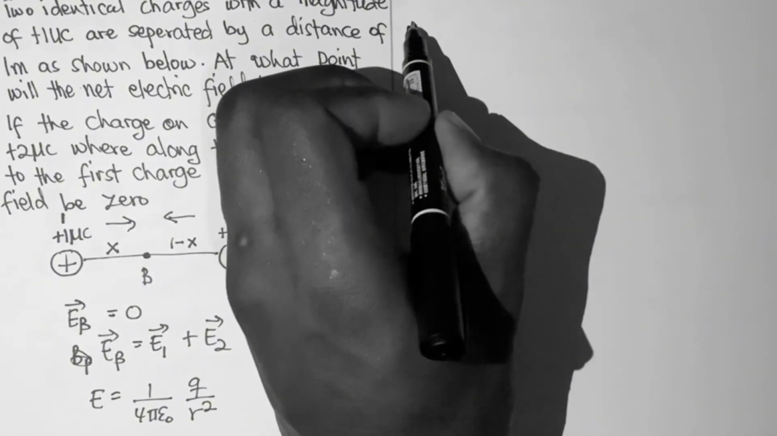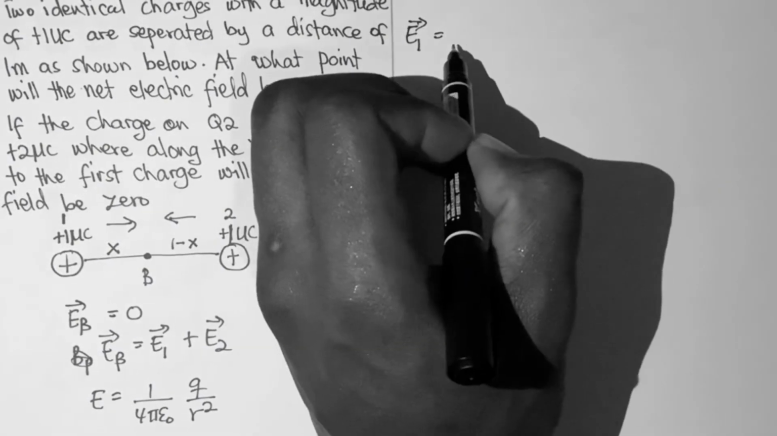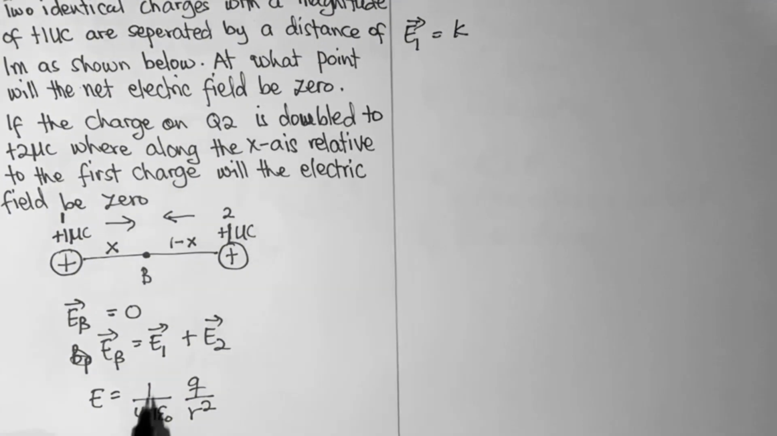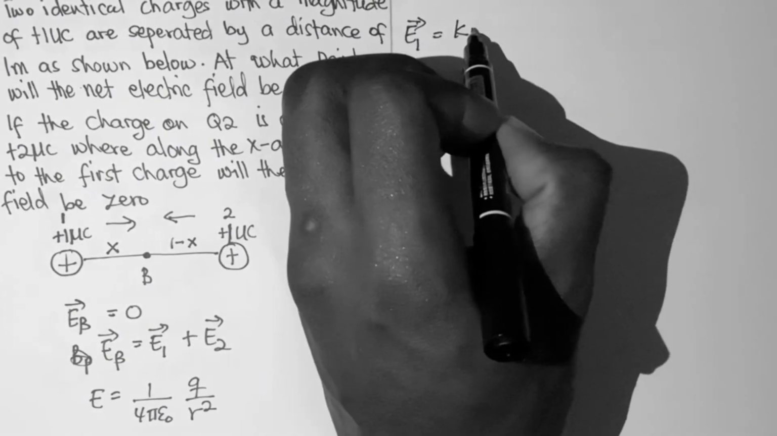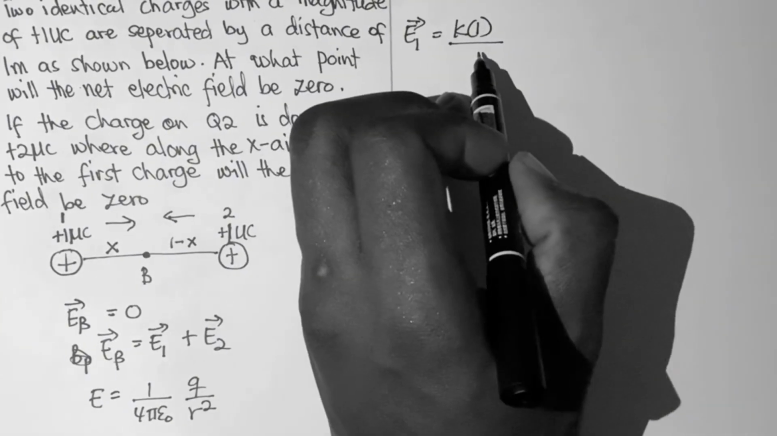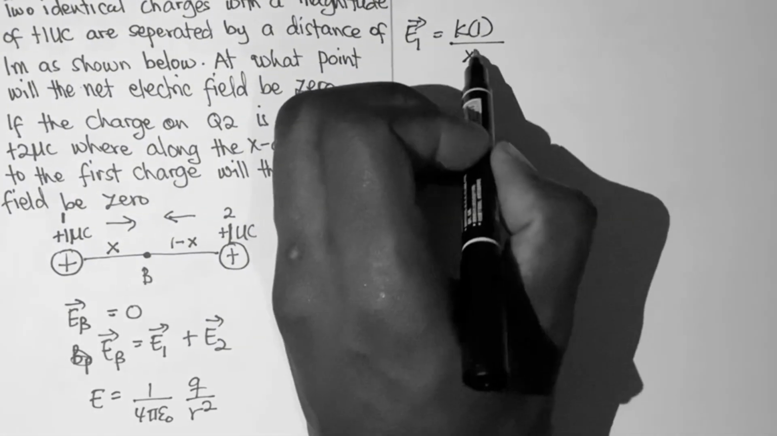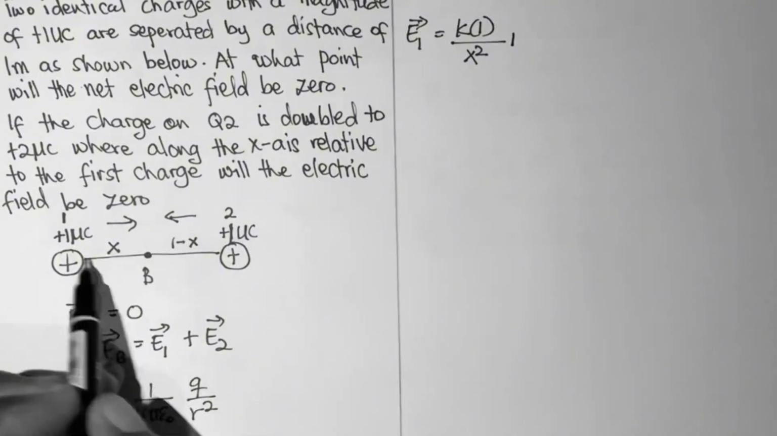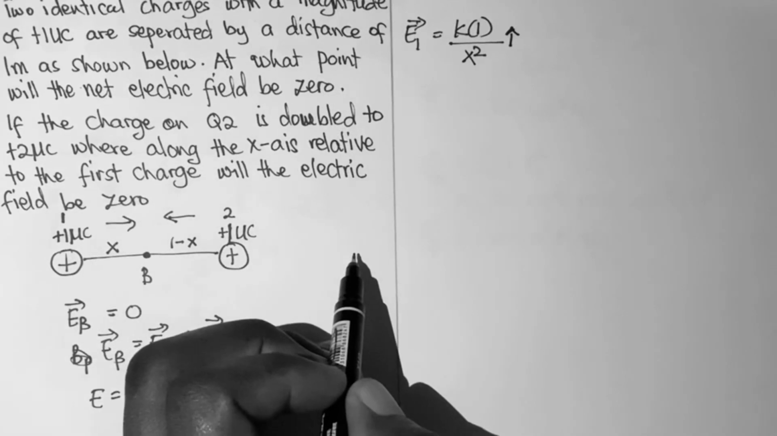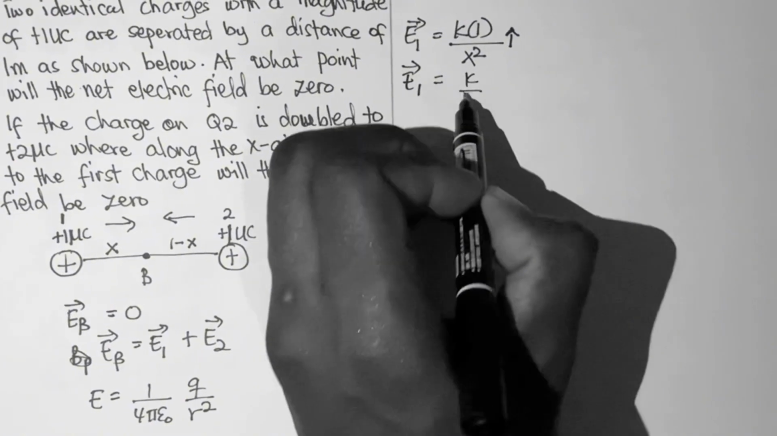The electric field in this case, E1, is equal to 1 over 4 pi epsilon naught. I want to represent all of that by K. Then the charge is +1 microcoulomb, so times 1 divided by, now the distance between 1 and B is x, so x squared. This one is going in the positive x direction, so i. So E1 is equal to K over x squared i.